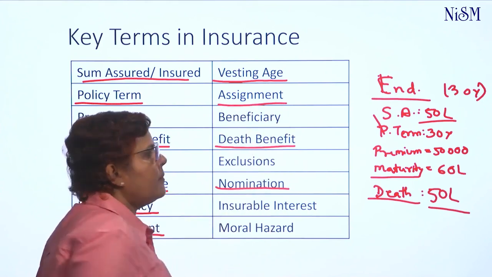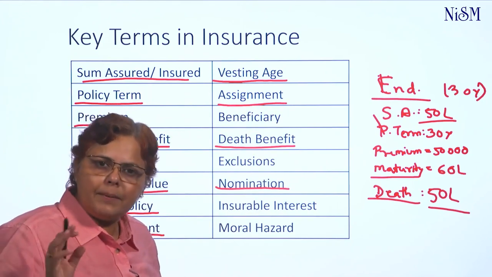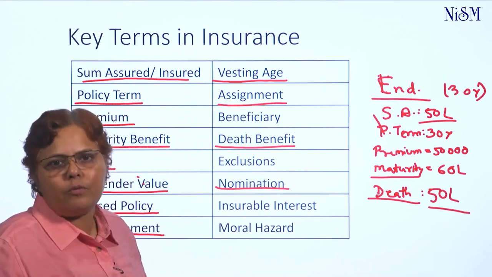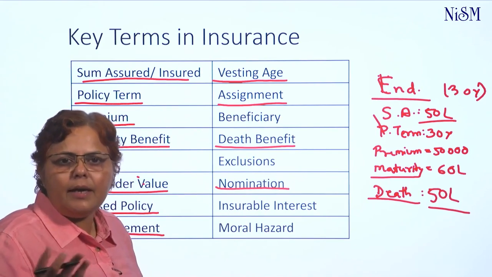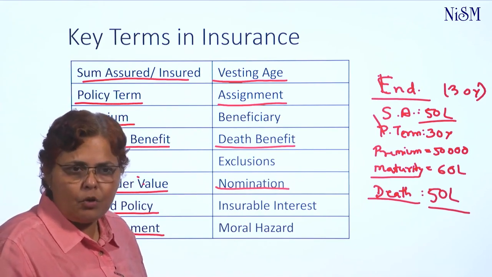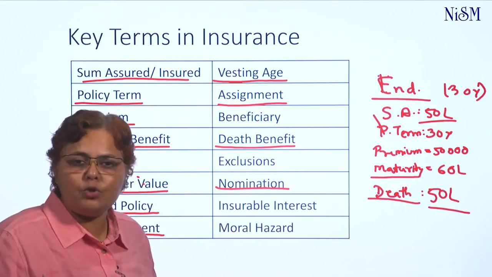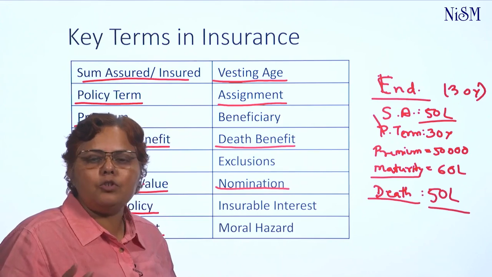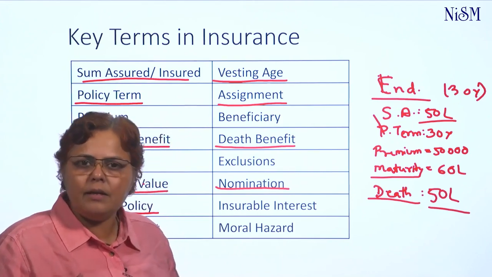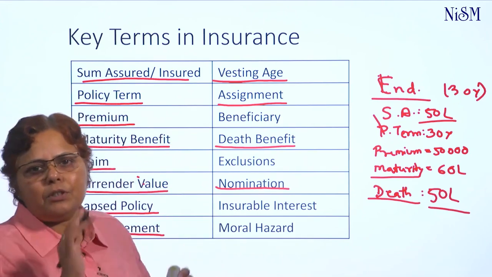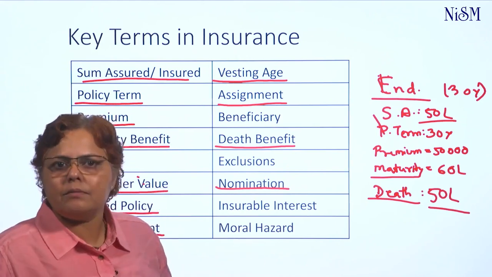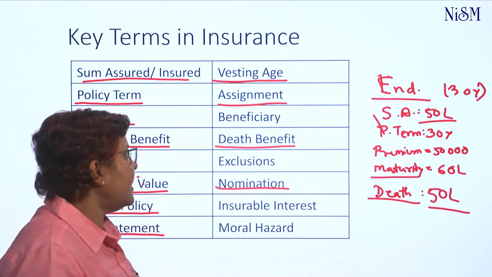Assignment. Now this is a very important concept. Assignment is something like this. Suppose I have taken a 10 lakh loan from somewhere and currently I don't have the money to pay him, or that person is afraid that something happens to me, what will happen to his money. So I might take a sum assured 10 lakhs policy and assign it to that person's name. So if something happens to me, 10 lakhs will be given to that person, not to my nominee. That is called assignment.